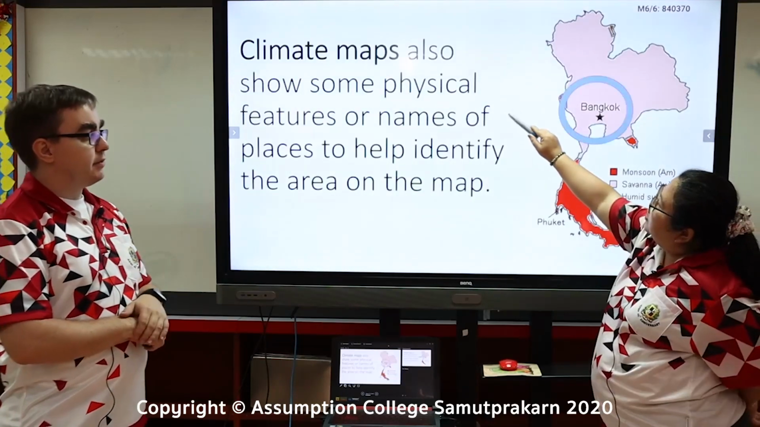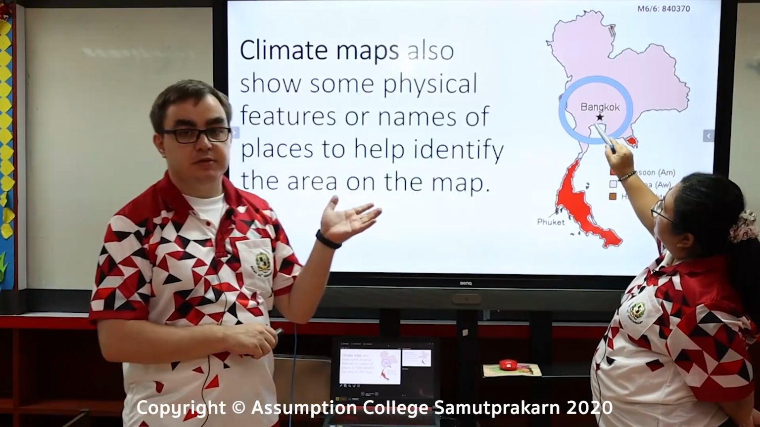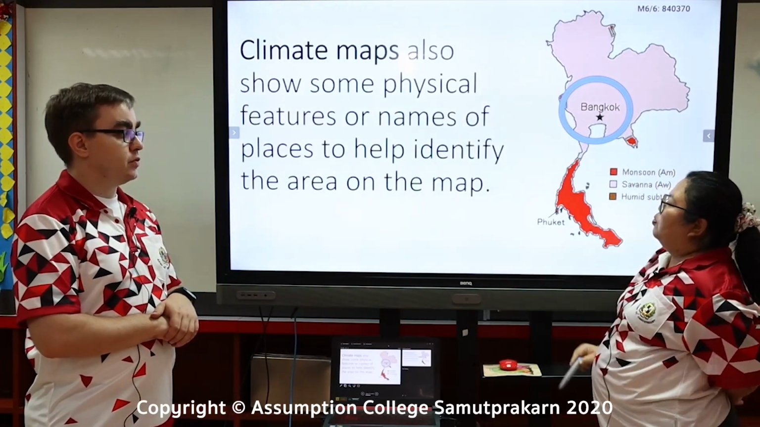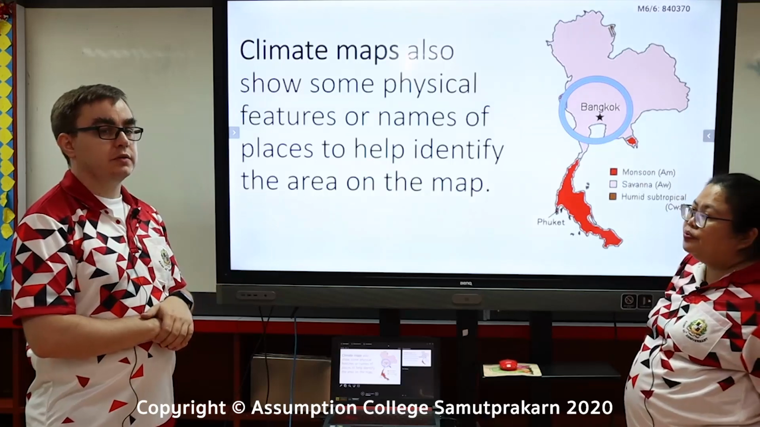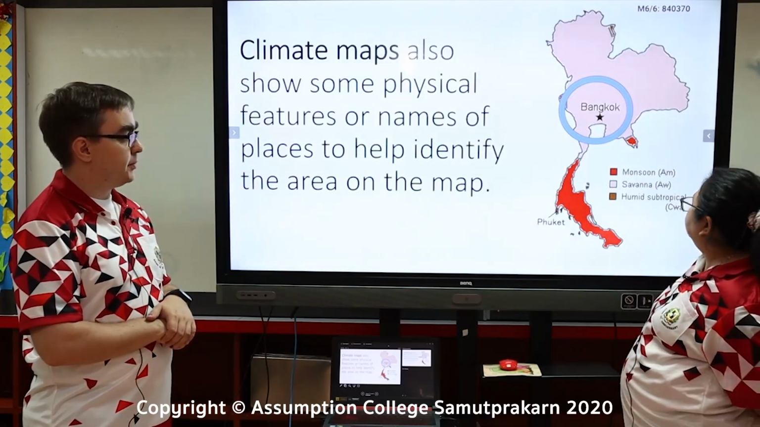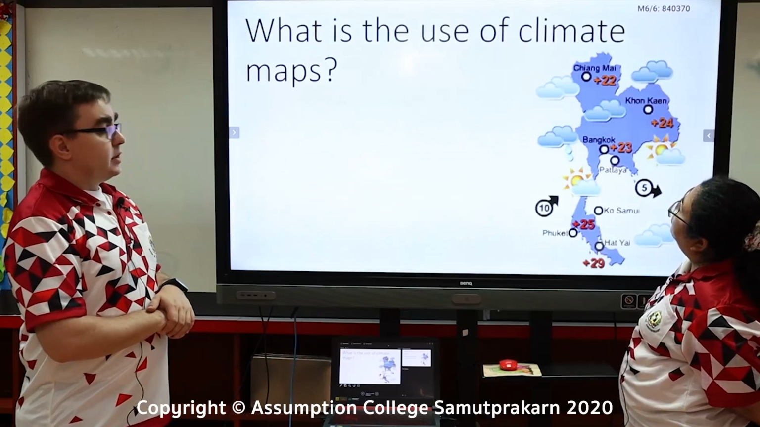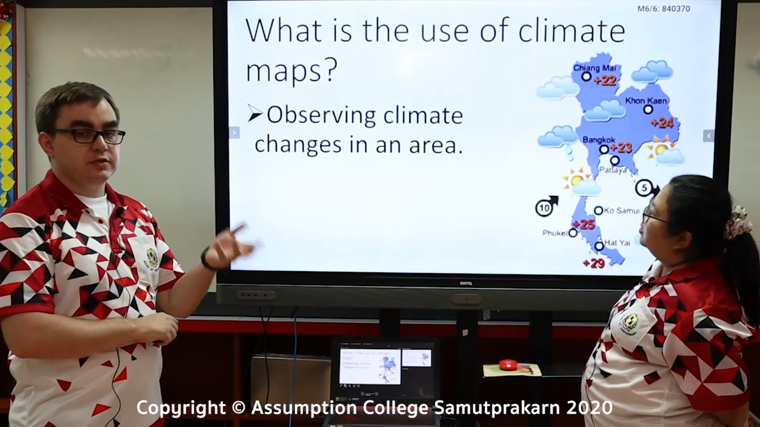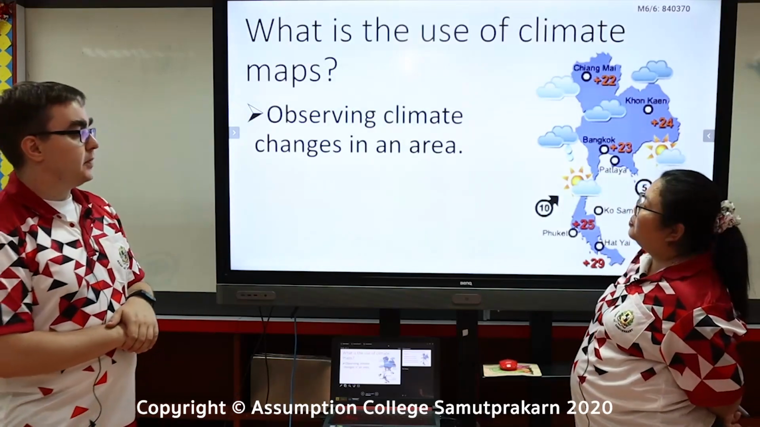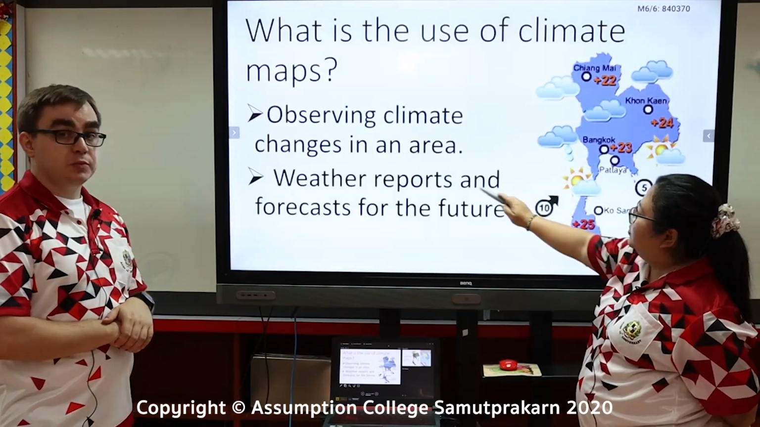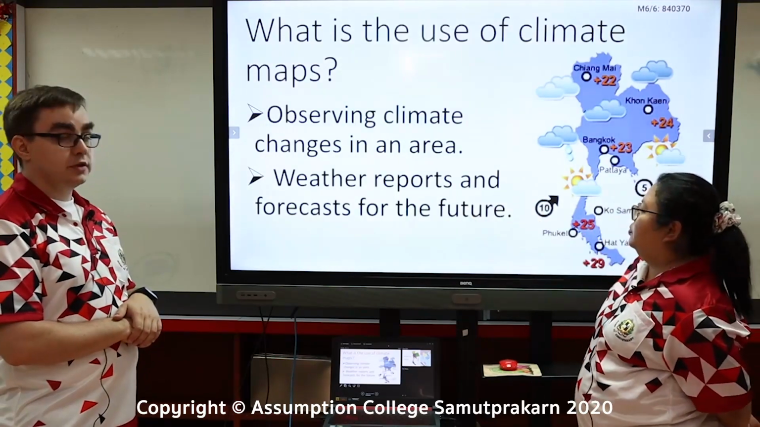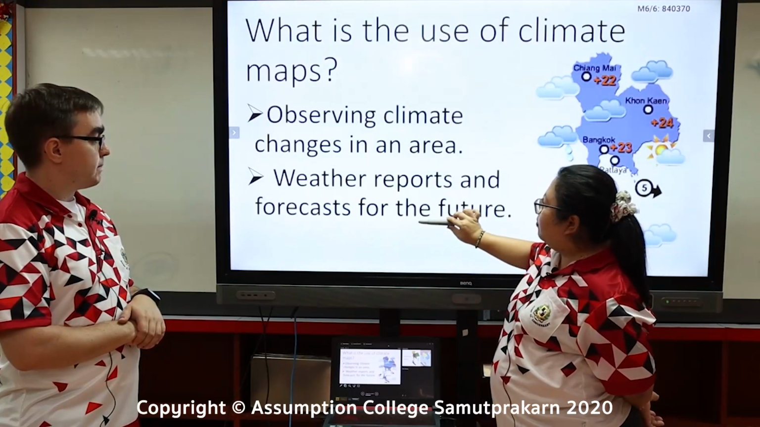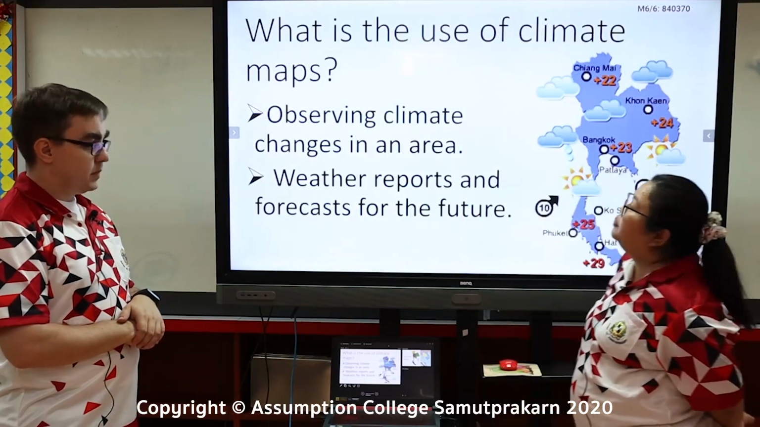Climate maps can also have certain places like capital cities or smaller cities or names of rivers just to help us orient ourselves in the map, to understand the map better. Why do we use climate maps? For example, we can use them to observe the changes in the climate over many years. And thanks to that, we can make some kind of predictions and weather forecast reports for the future. And forecast for the future คือการพยากรณ์สภาพอากาศที่จะเกิดขึ้นในอนาคต Yes.